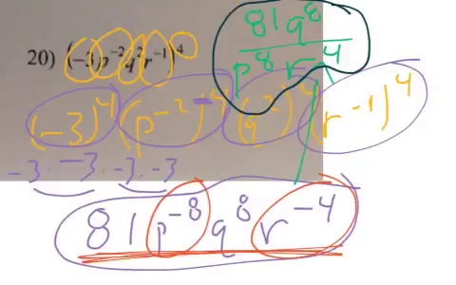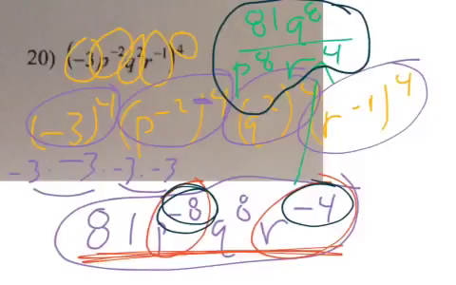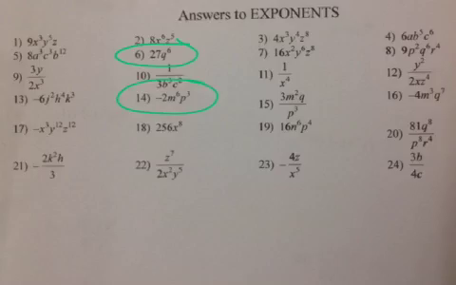Okay. The p and r go in the denominator because we have to do a reciprocal on those negative powers, right? So please remember, negative powers means reciprocal. You flip it, as some people would like to say. So let's check our answer real quick. That was number 20, right? So number 20 right there. See how I got exactly the correct answer. 81 q to the 8 over p to the 8 r to the 4.